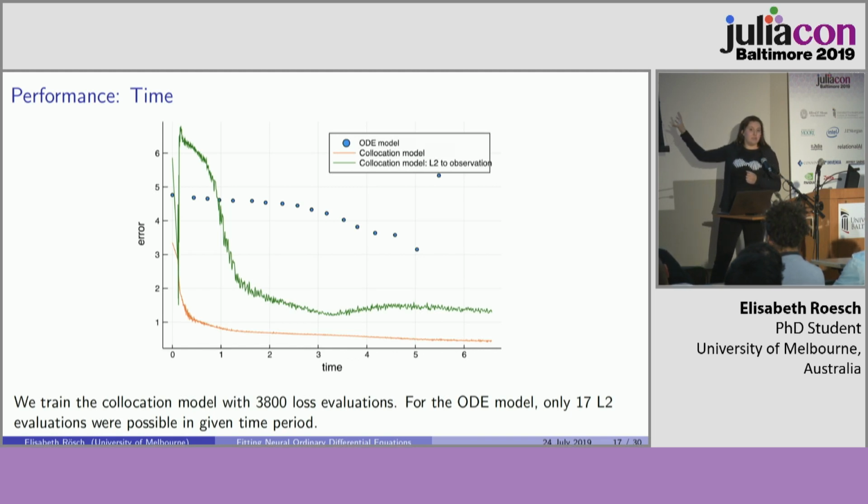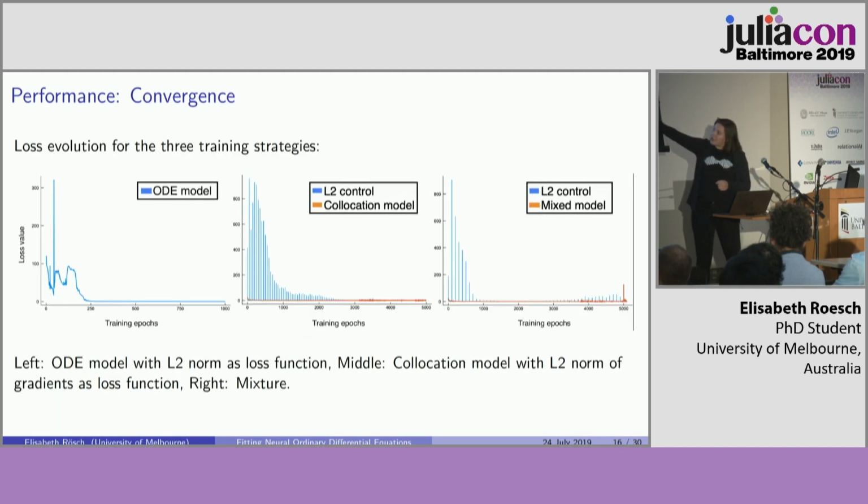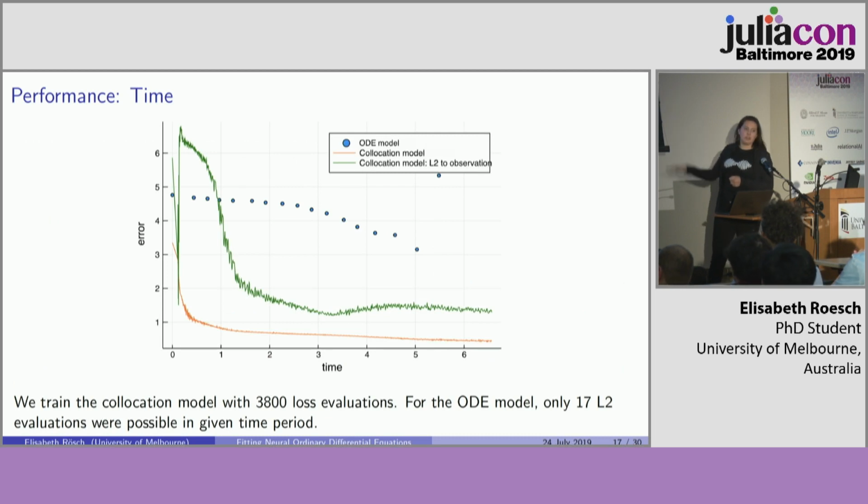So and it's like in time. So you can see that the collocation is a lot faster. And even though maybe that doesn't look that drastic of a difference, I mean, it is a difference, obviously. But these are 17 training epochs of the ODE model. If you go to the left figure, where the 17 training epochs are, you're still not close to converging. But you can see here, the collocation model already has converged. So that's a very important figure.